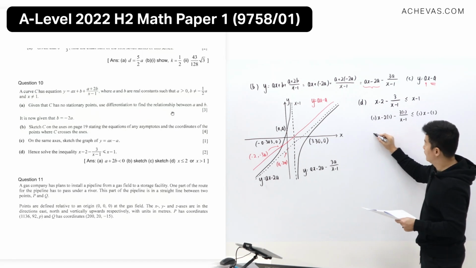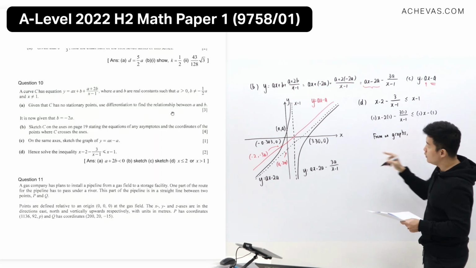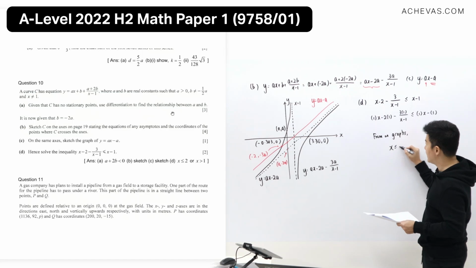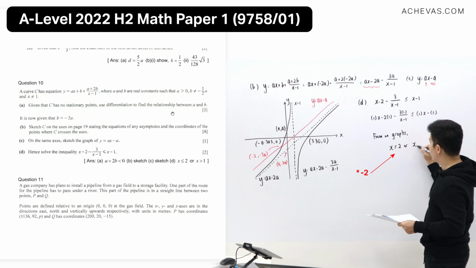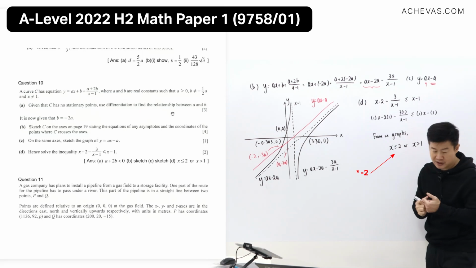So based on the graphs that we have just drawn, we can see that my answer to this inequality is when x is less than or equal to 2 or when x is strictly bigger than 1. So this is for question number 10.